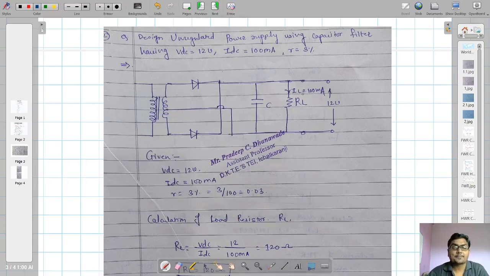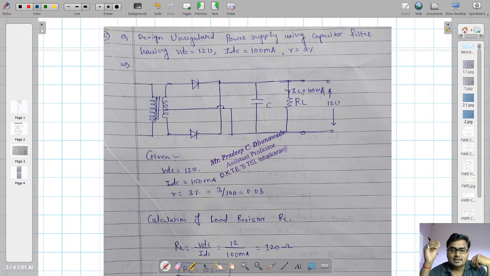Hello students. The last two examples that we have seen are related to rectifiers only. Now we will start some design problems related to rectifier plus filters. The simplest filter that we are going to consider is a capacitor filter. And the solved problem is there on your screen.